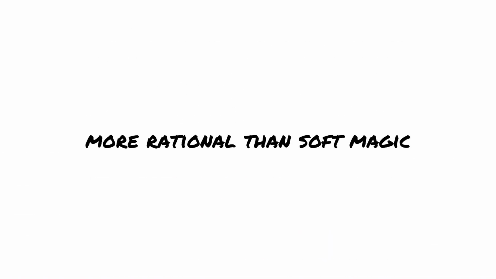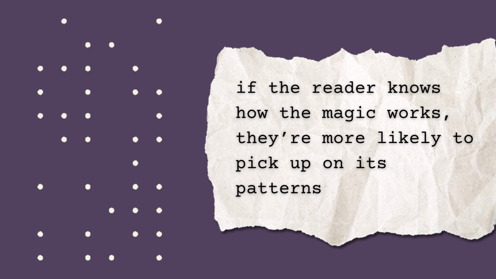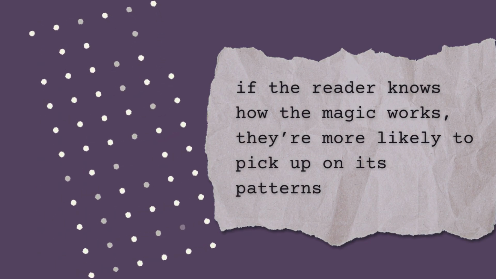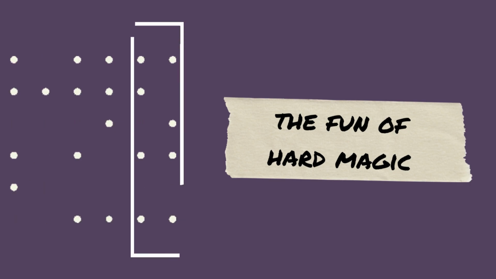Hard magic also, often, but not necessarily, comes across as more rational than soft magic. After all, if the reader knows how the magic works, they're more likely to pick up on its patterns, whether you as the author intended them or not, and try to make predictions based on these. They'll sense if the author is cheating by breaking these patterns and be impressed when a character finds an unexpected way to work within the system's limits. This is often part of the fun of hard magic. Working through the intellectual challenge that the system presents makes the reader feel smart, as if they too share a bit of the character's skills.